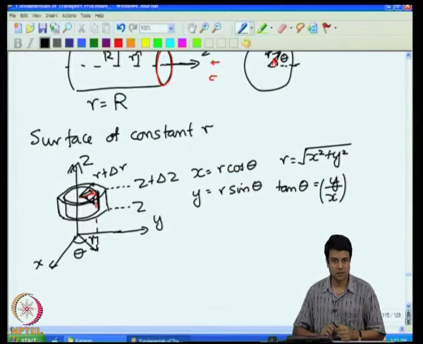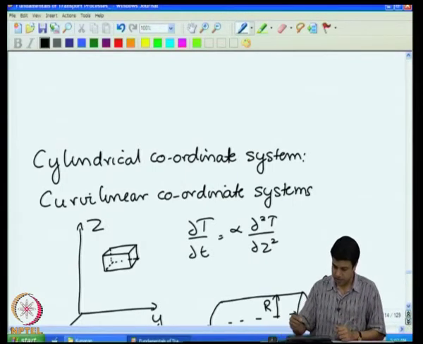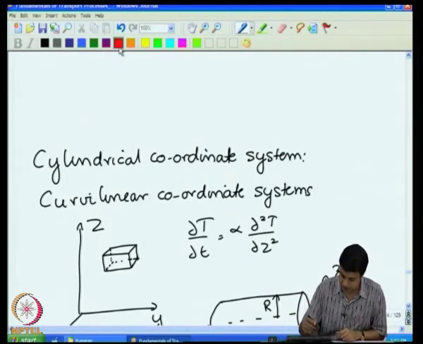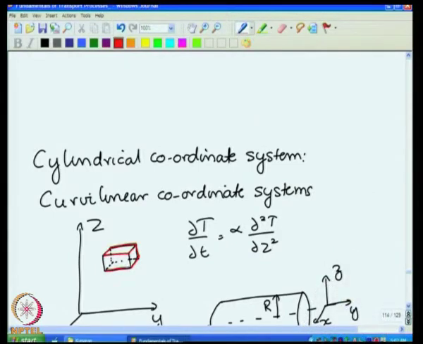So, in order to analyze transport in a cylindrical coordinate system, we have to take a differential volume which is bounded by surfaces of constant coordinate. If you recall, when we did the analysis in a Cartesian coordinate system, we took surfaces to be planes. We took planar surfaces. So, the front and the back were at constant values of x, the left and the right were at constant values of y, the top and the bottom were at constant values of z.